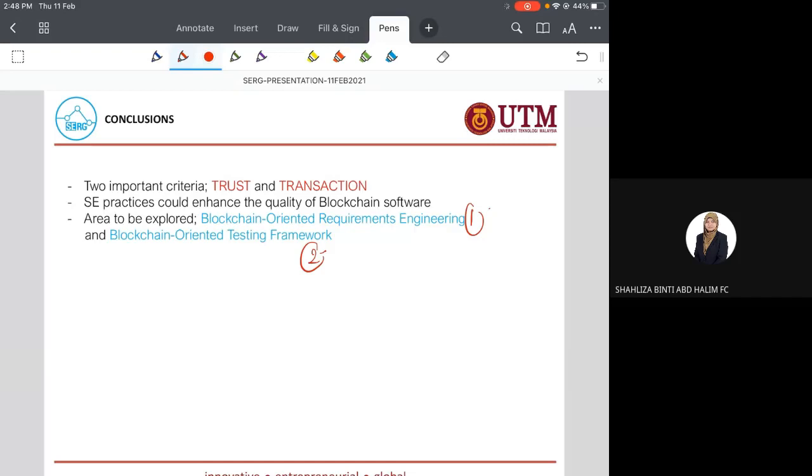And then another one is the blockchain oriented testing framework. These two areas I think are very interesting to be explored. Another one, the third one, is agile smart contracts.